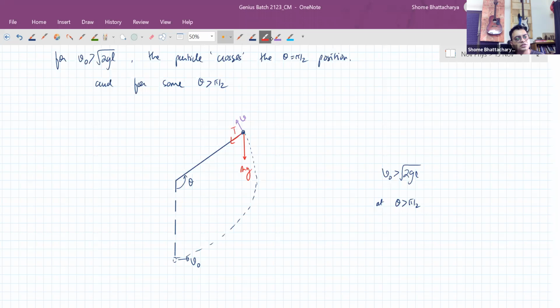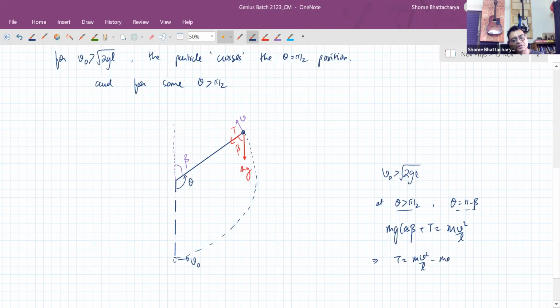So in fact, just to make things convenient, since theta is an obtuse angle, we can express this angle as something, let's say beta. So at theta greater than 90, this angle becomes beta. So if you look at the free body diagram equations, we have mg cos beta plus tension is equal to mv square by L. So you can see that tension is mv square by L minus mg cos beta.